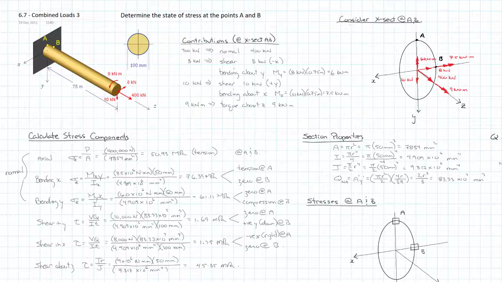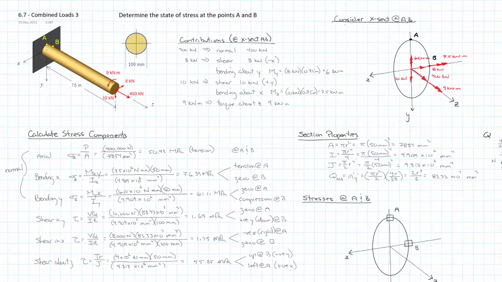And so that's going to be up at B, which is negative y. And it's going to be left at A, which is positive x. And those are all the stresses that are being caused at our points. And so what I need to do is add up like stresses in like directions and put them on our cross section.